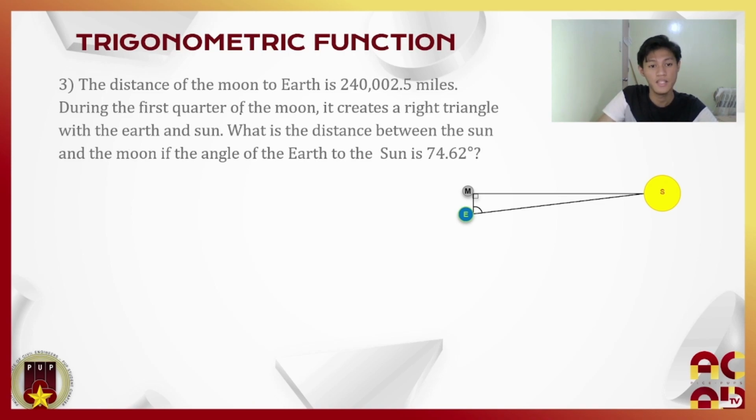So, ipa-plugin lang natin yung mga values na meron tayo katulad kanina. So, meron tayong distance from the moon to the earth. So, line ME, which is equals to 240,002.5 miles. Yan. And then, yung angle daw ng earth to the sun, which is yung line ES pala.